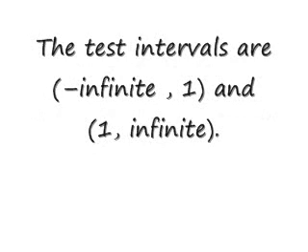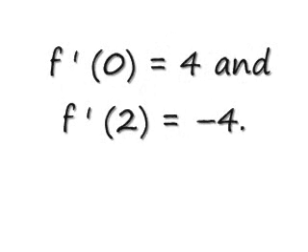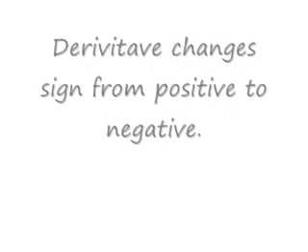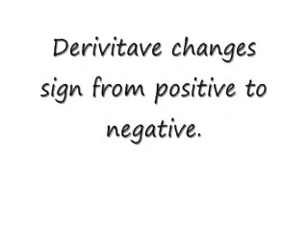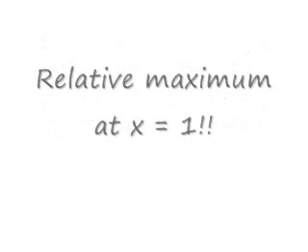Now with these critical numbers, you set up intervals and test points in those intervals to get the sign for f of x. If the derivative changes signs, then you know there is a relative extrema at that critical number. If the derivative goes from negative to positive, then that means there is a relative minimum at that point. And if the derivative goes from positive to negative, then there is a relative maximum at that critical number.